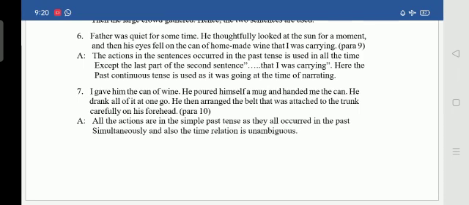Here the past continuous tense is used as it was going on at the time of narrating. So in the last part of the second sentence only we are using past continuous tense, whereas in the above sentence we are using past tense.